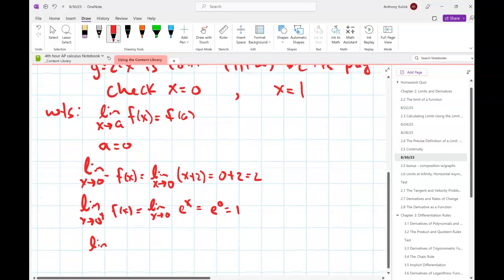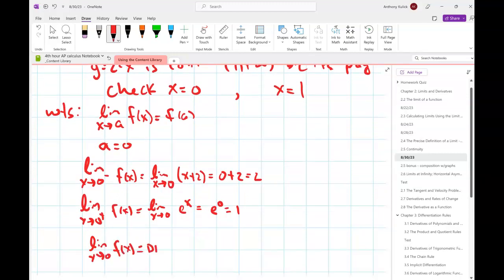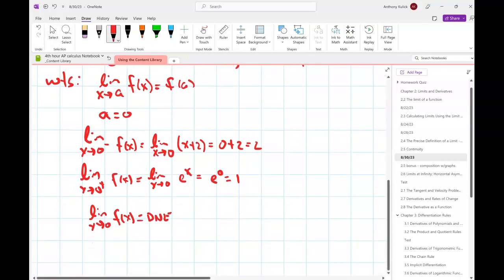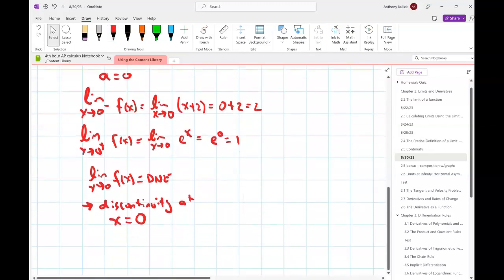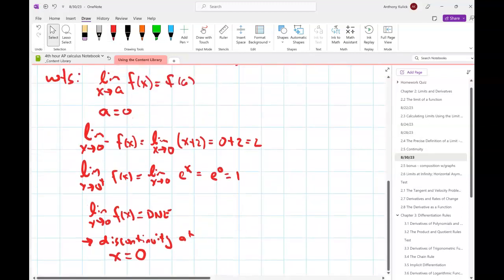So I know that the limit as x approaches 0 of f of x does not exist. Therefore, we are discontinuous at x equals 0. Right? Chanel? Sorry, may I go back? Sure, go ahead. So far, so good? Okay.